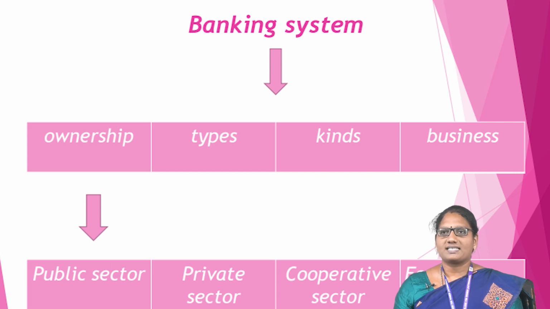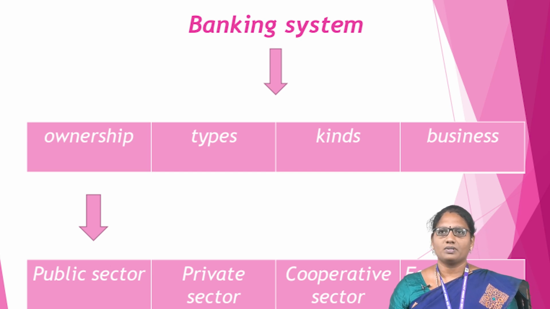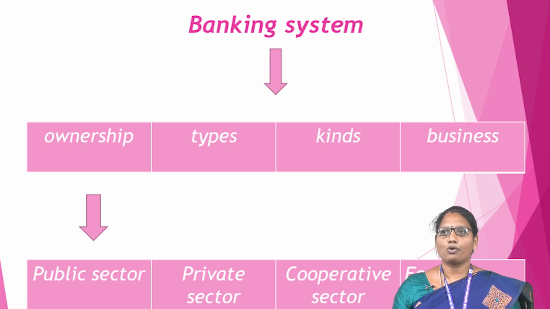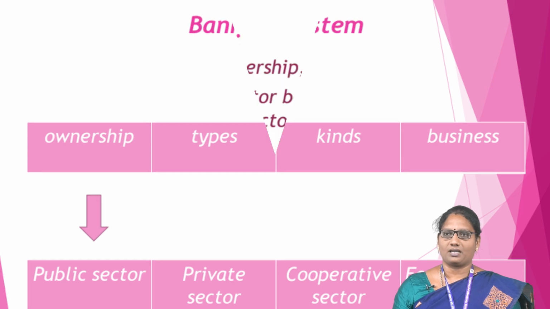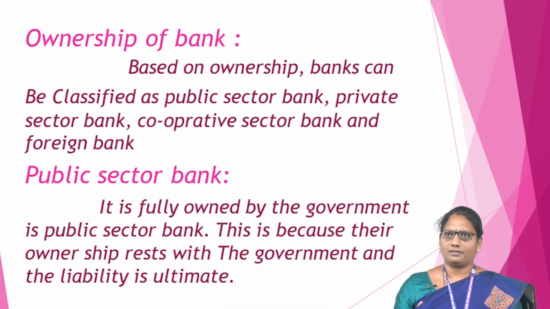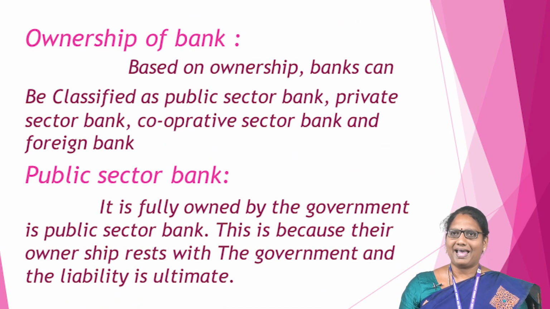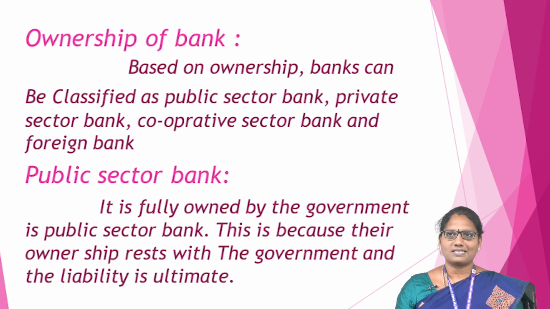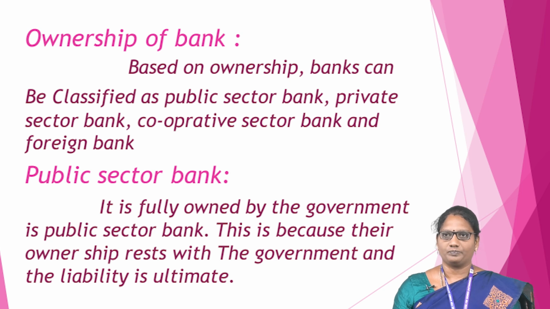Now, banking system: ownership, types, kinds, business. Ownership: public sector, private sector, cooperative sector, foreign sector. Based on ownership, banks can be classified as public sector bank, private sector bank, cooperative sector bank and foreign bank. Next one, public sector bank.